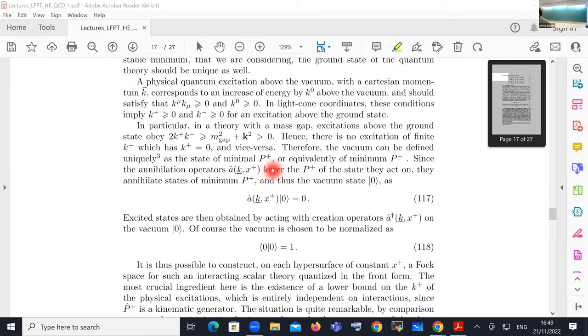And the thing is that, since P plus is kinematic, it means that it's independent of the interaction. So you can now have a criterion for finding the vacuum: it's a state of minimal P plus. That P plus is independent of interactions, so we can find the vacuum even without talking about interactions. In particular, we had this operator A that we reconstructed from the field, which was lowering the P plus of the state it acts on. So if you act on a state of minimum P plus, like the vacuum, you cannot lower it further, because that's the minimum, so it will annihilate it. Because of this, we have the criterion that if a state is annihilated by this operator, then it has to be the vacuum.